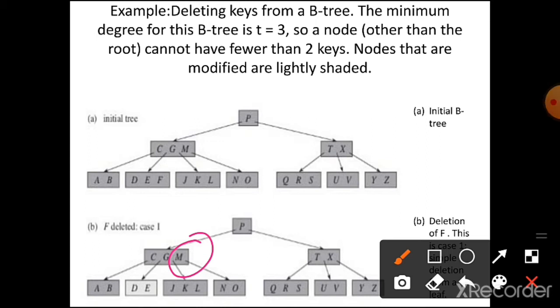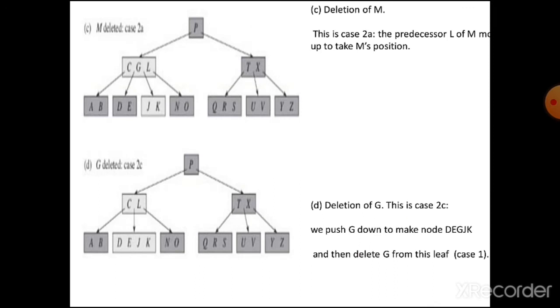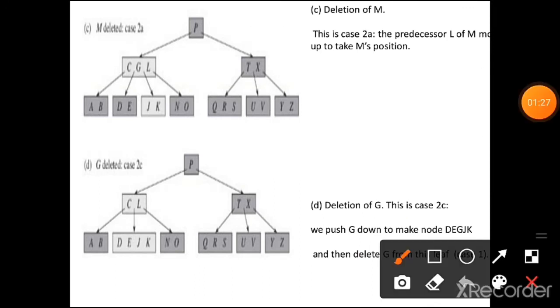So what will we do? First we check the predecessor. Here the predecessor child has t elements. So t elements means t is equal to 3, so 3 elements are here. So we find the predecessor. The predecessor is L. So we replace M with L. So that is here. We are removing M from this internal node and replacing it with L. That is case 2a. The predecessor L of M moves up to take M's position.